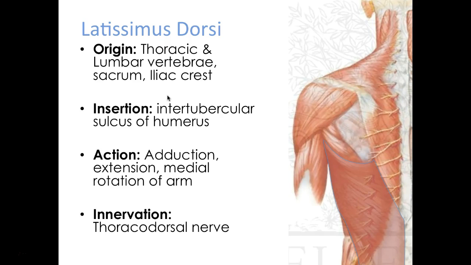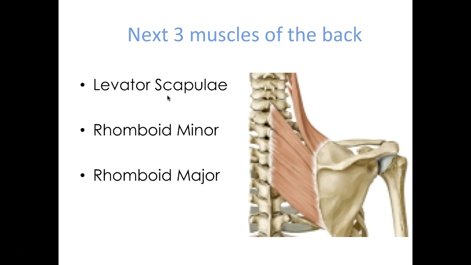Now the action of Latissimus Dorsi is going to be adduction, extension, and medial rotation of the arm. This makes sense that it's on the arm even though it's a back muscle because the insertion is on our humerus. And innervation, I know it says thoracodorsal nerve, but we're going to go with the branch of the brachial plexus. Now the other three muscles left on our back are going to be Levator Scapulae, Rhomboid Minor, and Rhomboid Major.